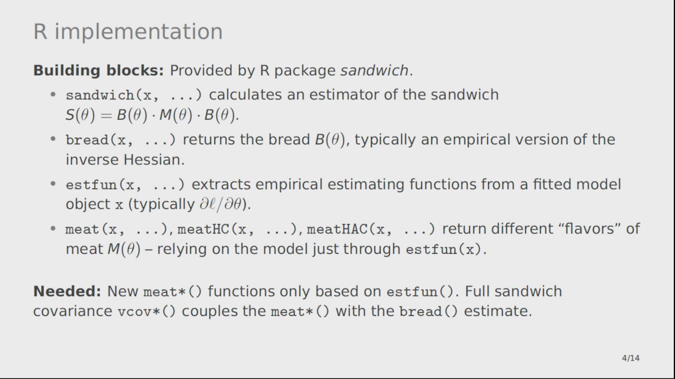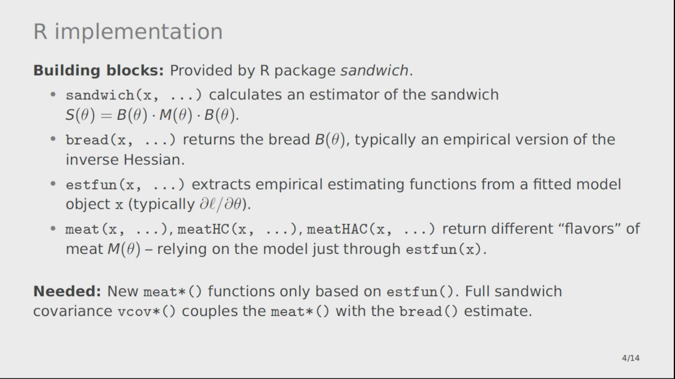On top of these extractor functions, different flavors of meat can be defined: meatHC and meatHAC for the outer product, HC and HAC estimators for the meat, and all of these rely on the model just through the estfun method. So for the new clustered and panel covariances, only new meat functions are in the end provided that ideally only extract the estimating functions from a fitted model object. And the vcov function then couples the meat with the bread estimate. I forgot to mention that for meatHC, not only an estfun method is needed, but also a model.matrix method for the decomposition of scores into working residuals times regressor matrix.